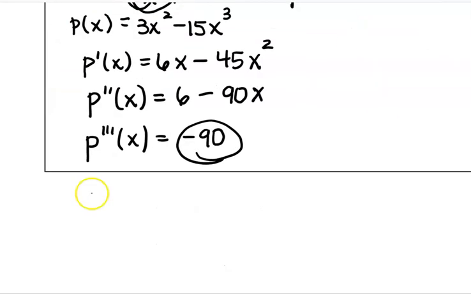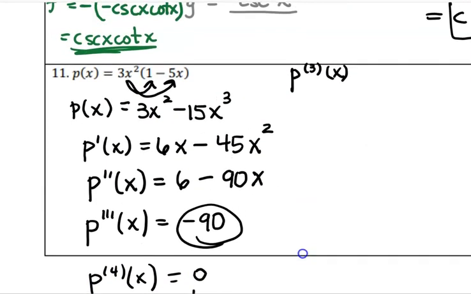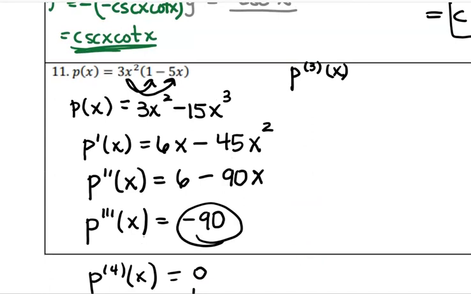Keep in mind that does mean that the fourth derivative would be 0, and all other derivatives would be 0 after that, because the derivative of any constant is always 0.